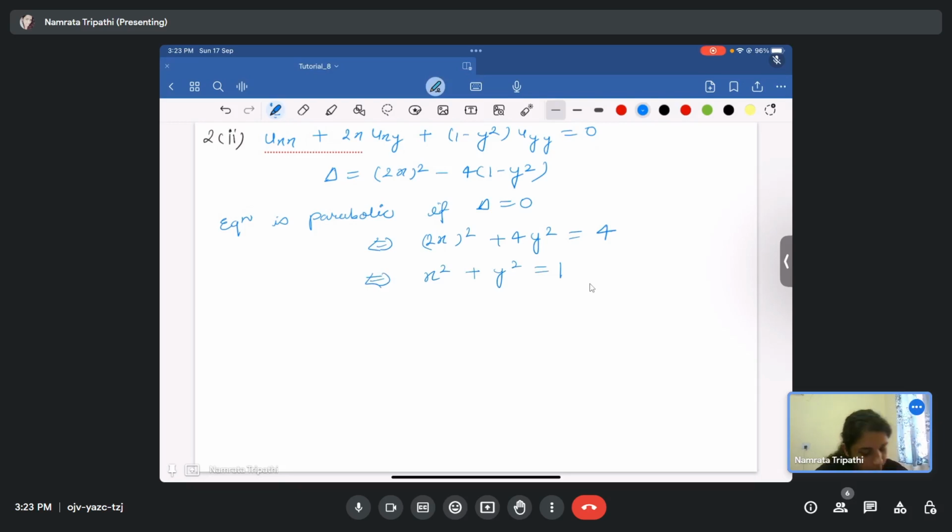So the PDE is parabolic if x comma y satisfy this. So at the boundary of the circle the equation will represent a parabolic equation. Now we have to find the condition for elliptic. So this is parabolic.